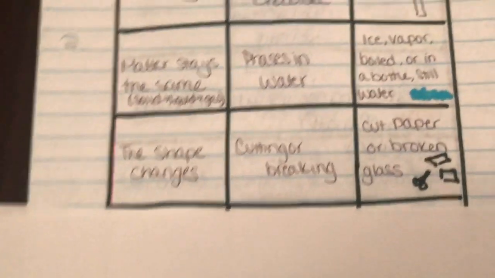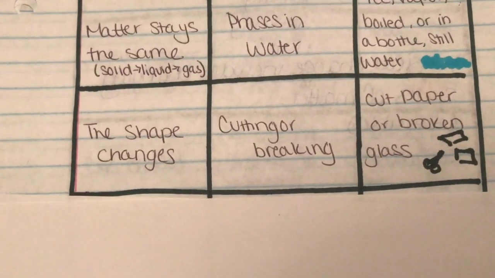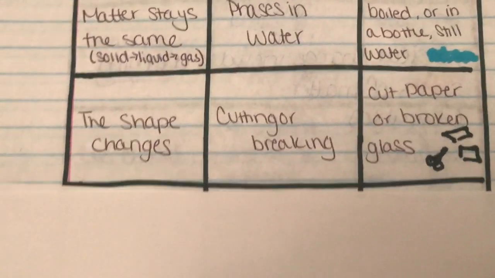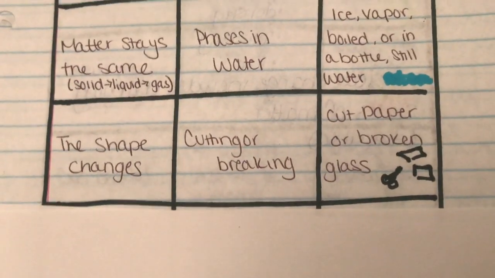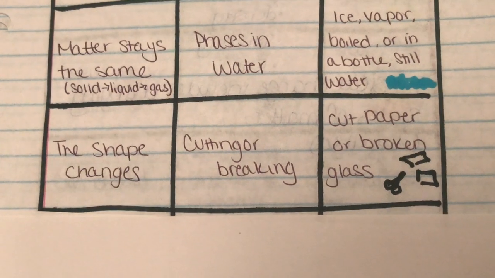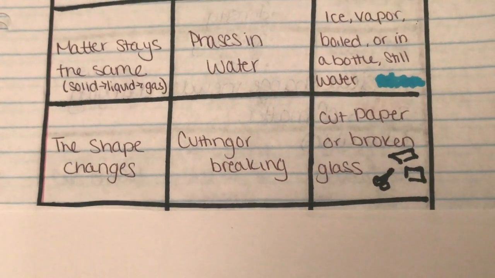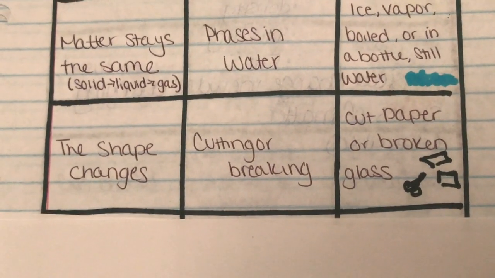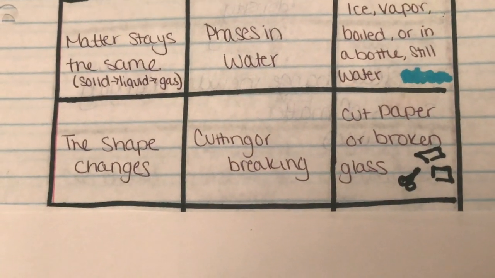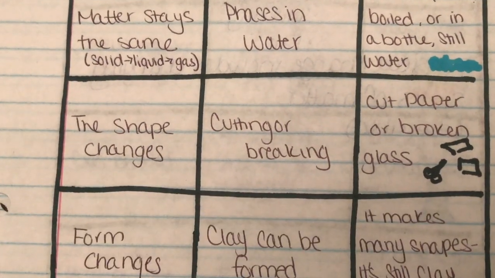Next, if I change the shape, an example of this would be like cutting something or breaking something. If I cut a piece of paper, it's still paper. I just cut it in 2. Or if I break glass, it's still pieces of glass. It's just in several pieces now. I didn't change anything other than just the shape or the appearance of it.